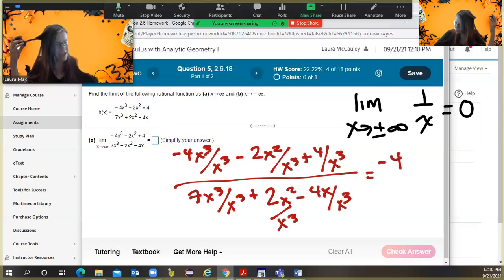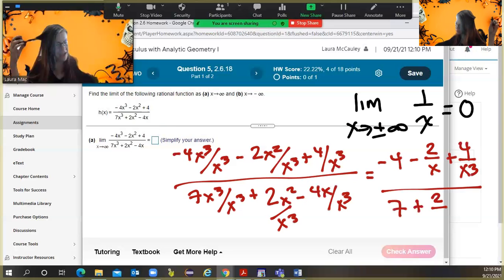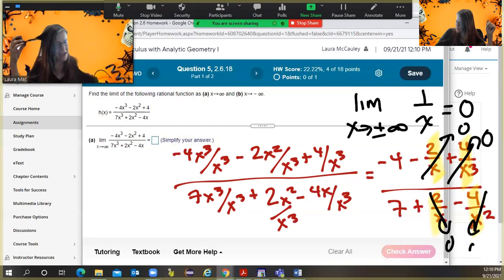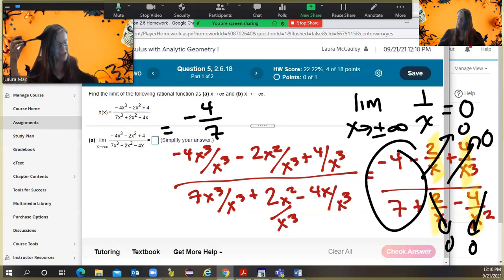So this would be -4 minus 2 over x plus 4 over x cubed divided by 7 plus 2 over x minus 4 over x squared. So now tell me what happens to this guy, this guy, this guy, and this guy. So all of those are a number over x, so they all go to 0. So 0, 0, 0, those are my arrows, 0. What are we left with? -4 over 7.